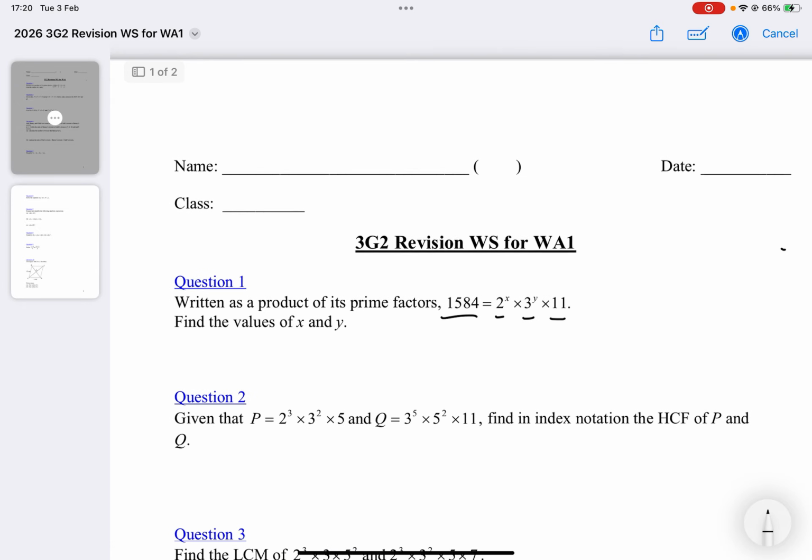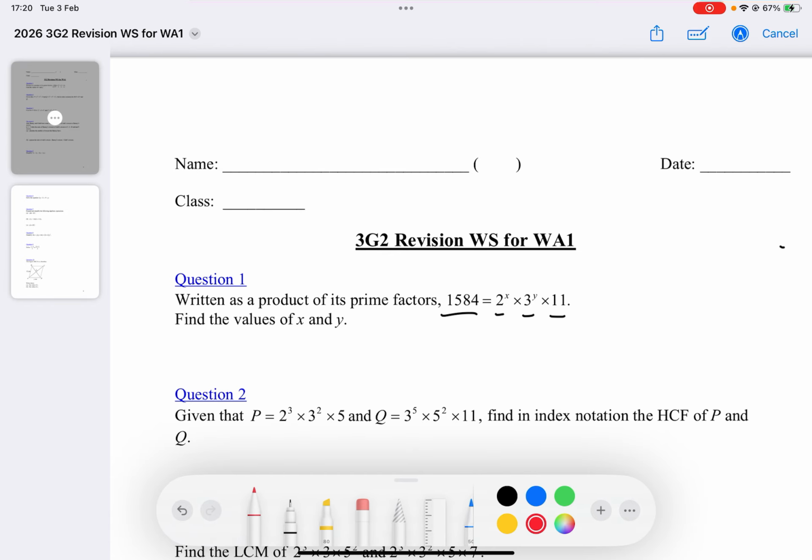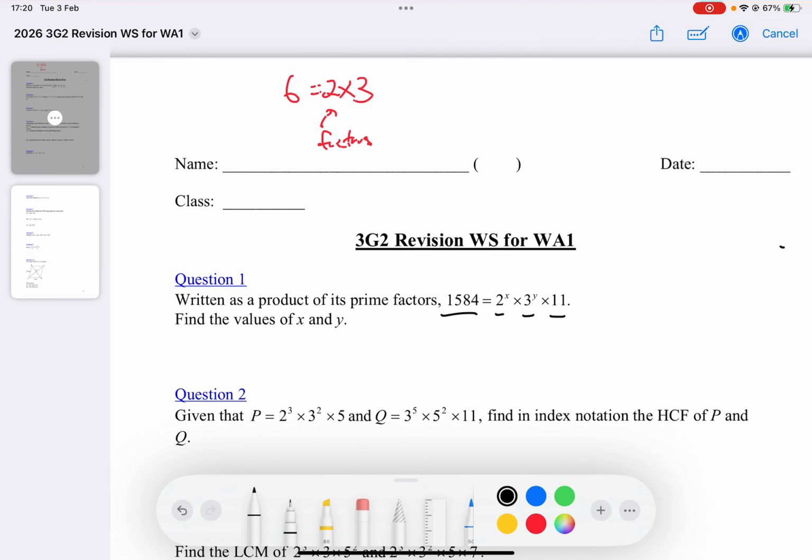Factorization means I write the same number but in terms of something times something. So for example, it can be as simple as writing 6 as 2 times 3 is a factorization. Instead of 6, I write it as 2 times 3. 2 and 3 are the factors. Okay, so how do we break down a number into its prime factors?